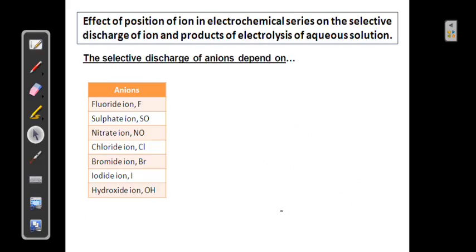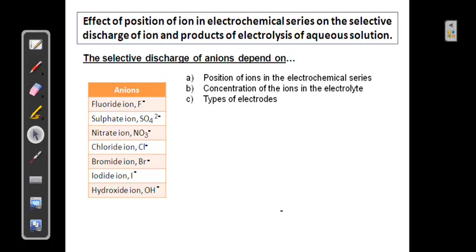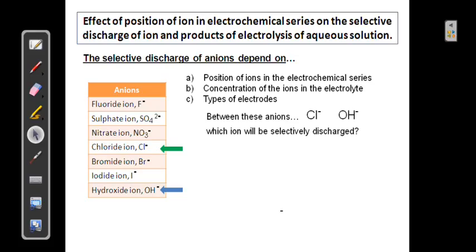Likewise, we have these anions. The selective discharge of anions also depends on the rule. And if you recall, we have three. Number one, the position of the ion in the electrochemical series. Number two, the concentration of the ions in the electrolyte. And number three, the type of electrodes. All three factors play a part in deciding which ion gets selectively discharged. So right now we talk about chloride and hydroxide.